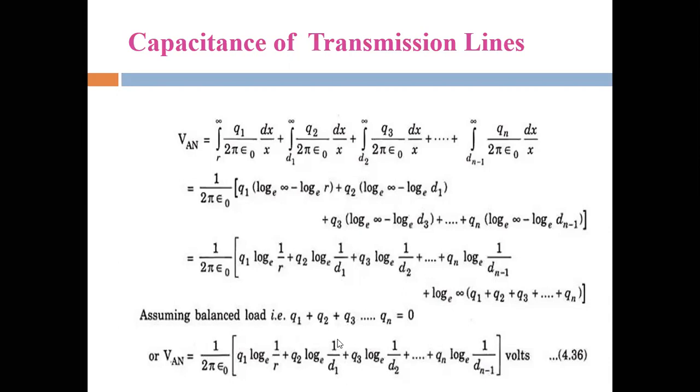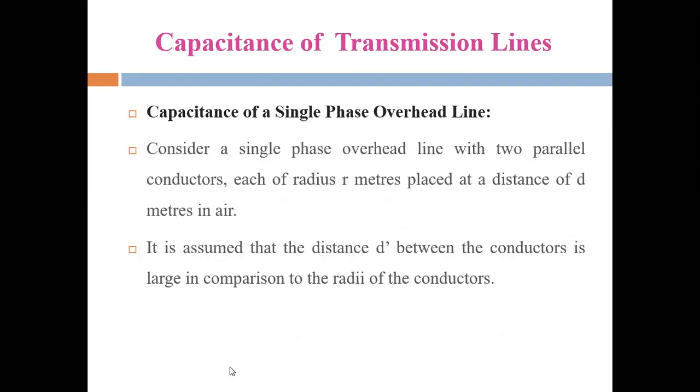This is the potential difference between the conductor A and the nth conductor. That is the potential difference for a single conductor, and also the potential difference when a group of conductors are there.